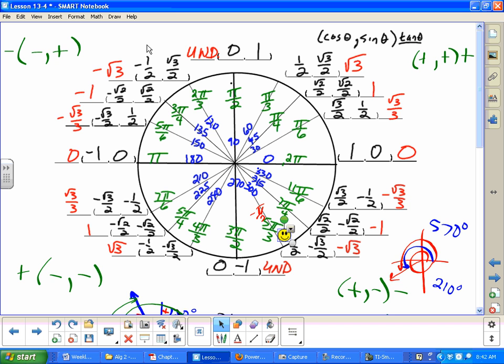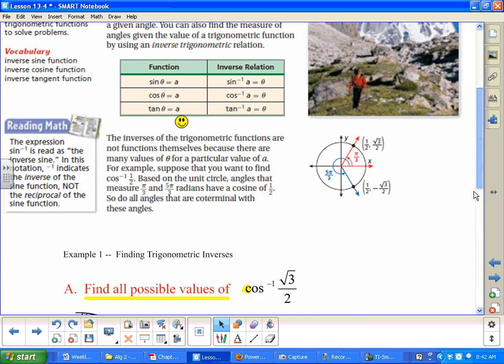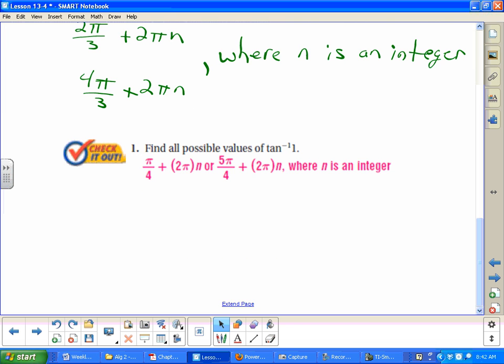Okay? But it works for tangent, that with tangent only, you could respond by saying that I could put pi over 4 plus pi n instead of 2 pi n. Okay? Do you have to? No. I'm just saying that you could. Just wanted you to think about that. For tangent, because all those tangents, they differ by pi.